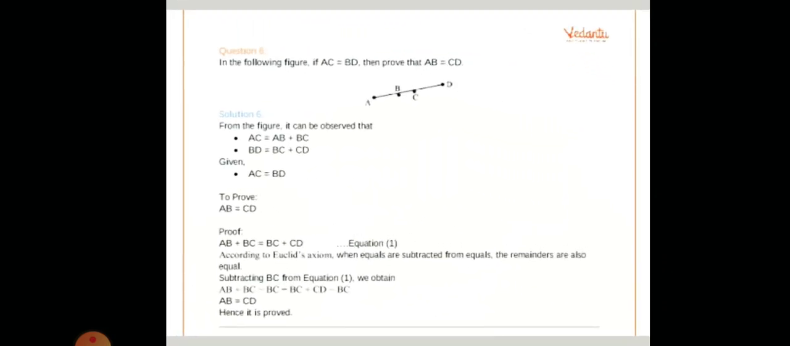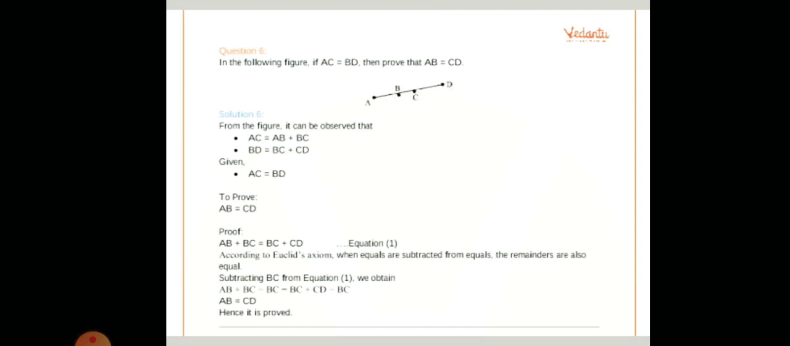Question number 6. In the following figure, if AC is equal to BD, then prove that AB is equal to CD. From the figure it can be observed that AC is equal to AB plus BC, and BD is equal to BC plus CD. It is given that AC is equal to BD.